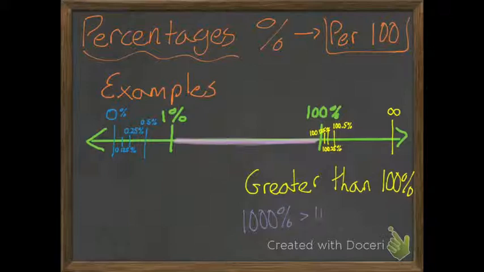We can even use larger numbers like 1000%, and even larger numbers like 10,000%. These can go on infinitely, which is why I've used the infinity sign on our number line. These are just some examples of numbers that exist outside the 1 to 100%.